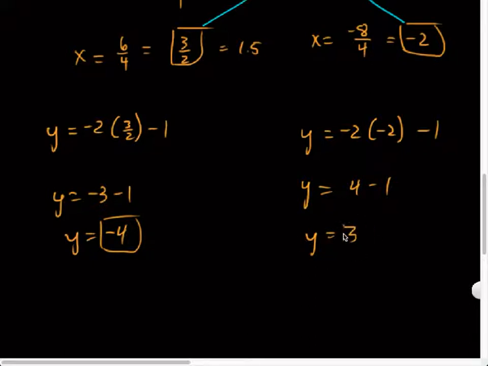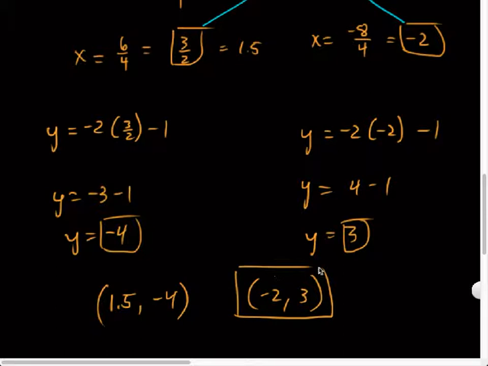I guess I'll just box the numbers since that's what I've been doing. So that means the solutions are, I'll just write it decimally, 1.5 comma negative 4 and negative 2 comma 3. Those are the solutions to this. So two solutions. The intersection between an ellipse and a line is what we've got going there.